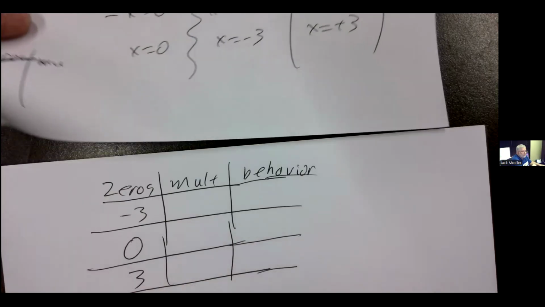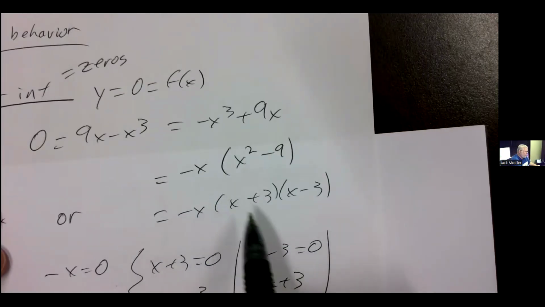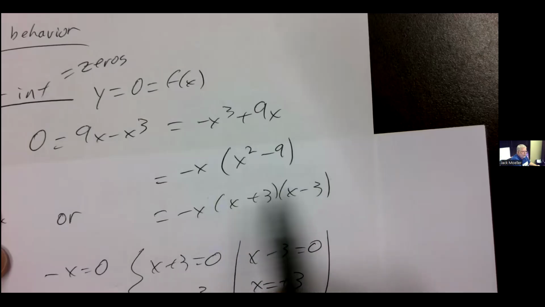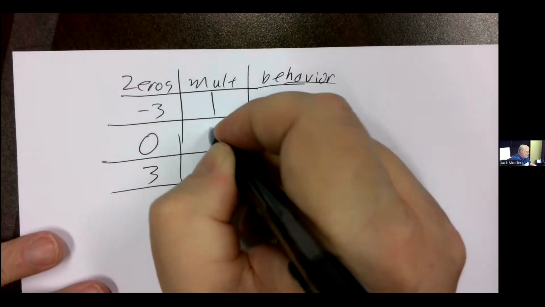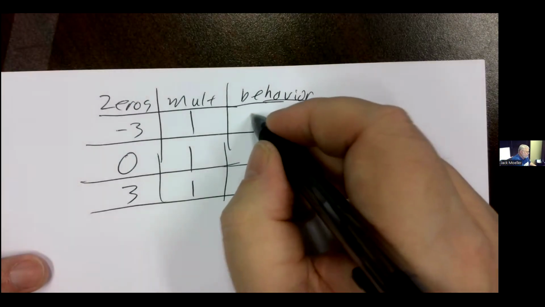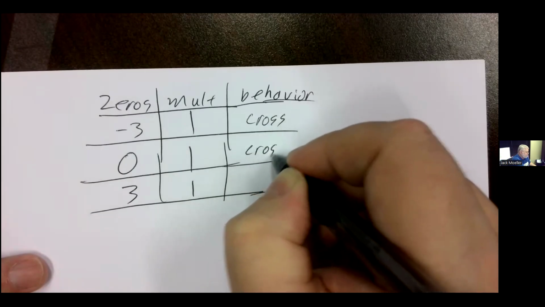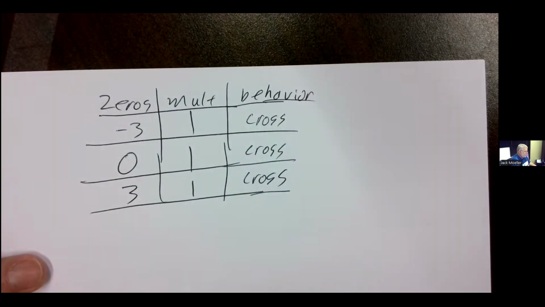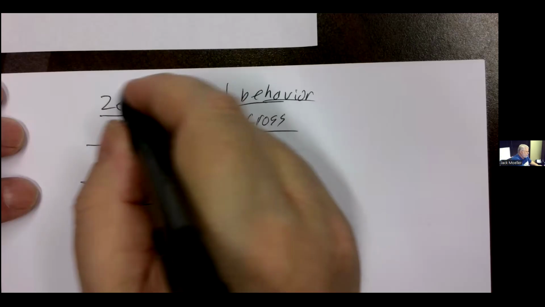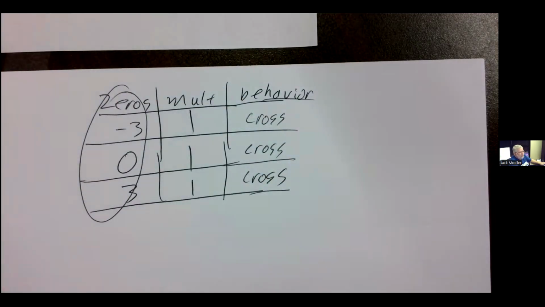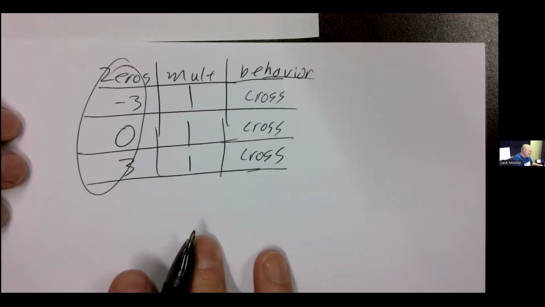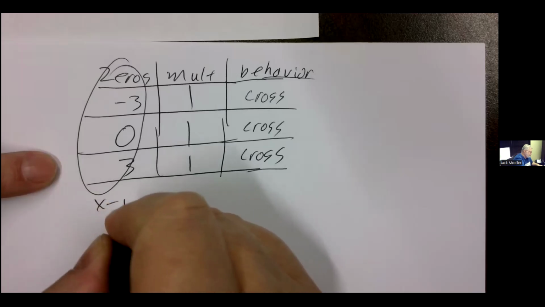So what are the multiplicities on here? We go back to the factored form. Notice you have no exponents, so they're all 1s. And then what's the behavior? Well, they're all odd, so they all cross at the x-intercepts. All right. So all they want for part B right now is the x-intercepts, which are the zeros. But now we have this. We don't have to go back later and refigure out all of this. It's one of the things I do with multi-step problems: try not to redo the work. So those are our x-intercepts.